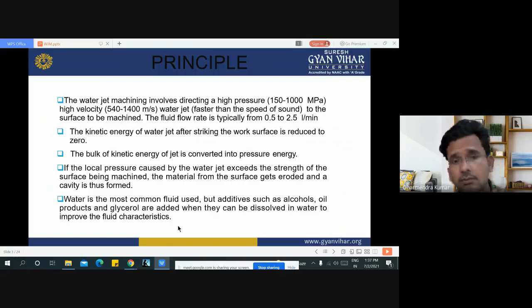In the water jet machining process, water is the most common fluid used, but additives such as alcohol, oil products, or glycerin are also added when they can be dissolved in water to improve the fluid characteristics.